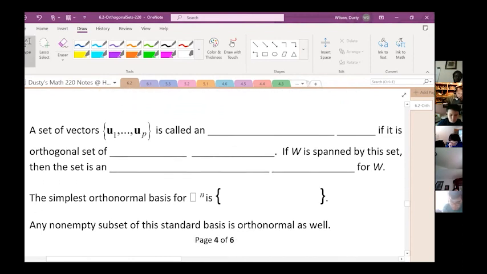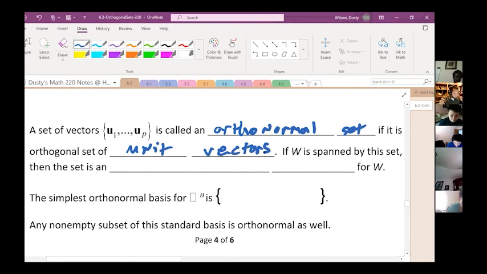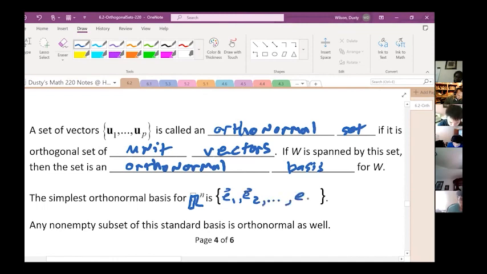So a set of vectors u1 to up is called an orthonormal set if it is an orthogonal set of unit vectors. If W is spanned by this set, then the set is an orthonormal basis. The simplest orthonormal basis that you've seen for Rn that we played with are our standard basis vectors e1, e2, all the way up to en.